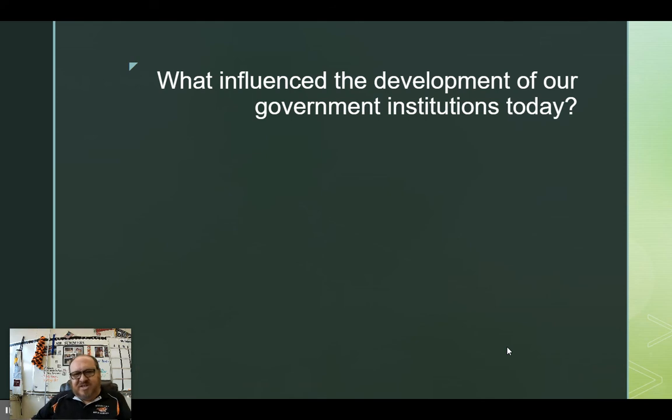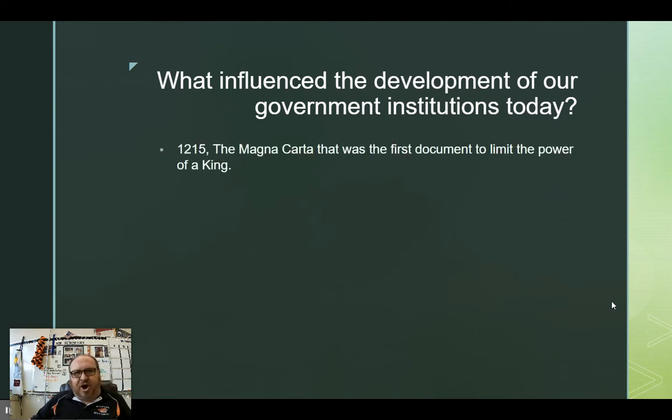Okay, so that brings us to the end of lesson 1. So here is the essential question: what influenced the development of our government institutions today? Few things. First off, the Magna Carta in 1215, first document to limit the power of a king. Okay, it took away their right to raise taxes whenever they wanted and gave the people a few rights.